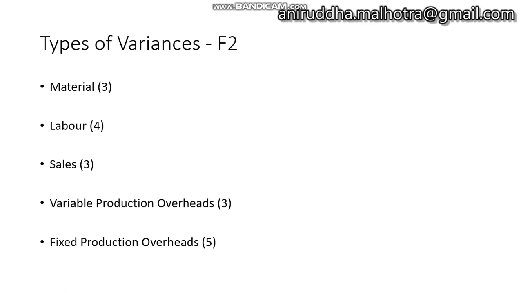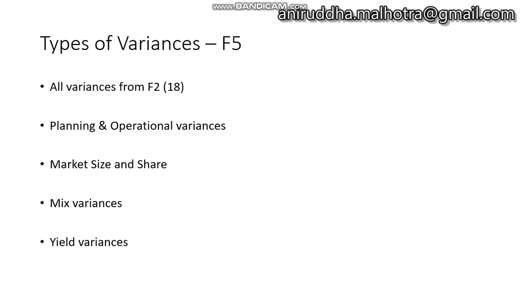When you go on to paper F5, all the variances from your F2 are part of F5. So when you progress in ACCA papers, there's something known as known knowledge. The term known knowledge means whatever you have studied in a relevant paper before is expected to be known in the existing paper. So your F2 variances knowledge is supposed to be known knowledge in your F5 paper.